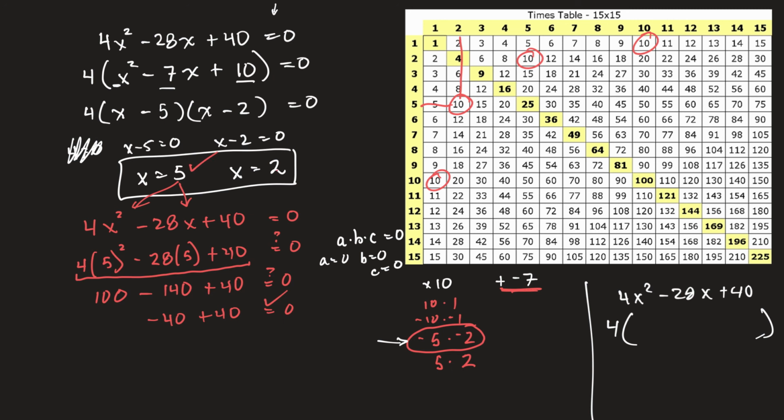And I could check with 2 as well. I could put a 2 in everywhere there's an x, and it'll come out to 0 as well. Okay, hopefully that helps you with that question.